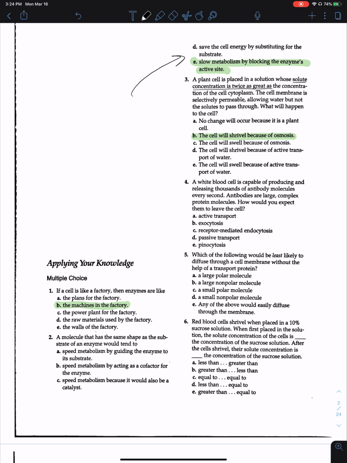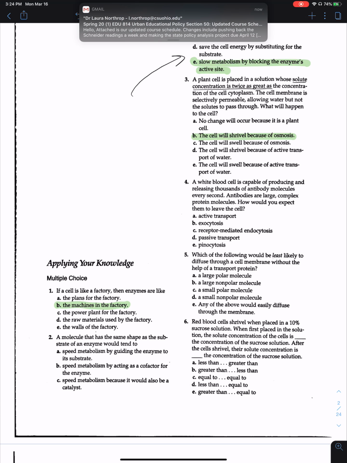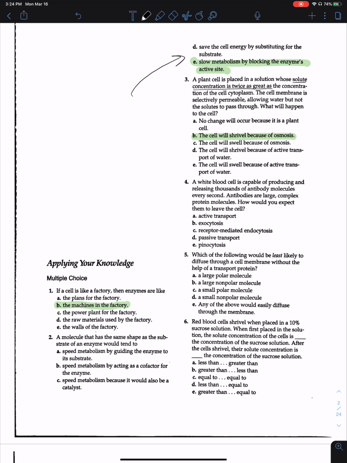C is indicating the reverse of it. The cell would swell up. If there was more salt inside the cell membrane, that means water would follow the salt, as we discussed previously. So in that case, it would absorb more water. Active transport wouldn't occur here, so we don't have to worry about D and E. And A is incorrect as well. Just because it's a plant cell doesn't mean that nothing would actually go through the cell membrane, in this case, the cell wall. It still can. So B is the correct answer.